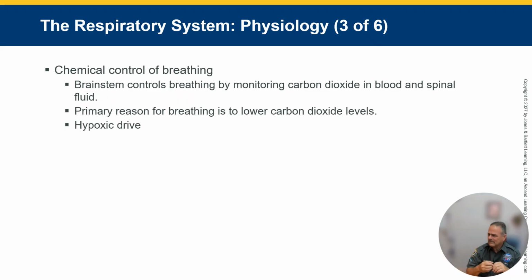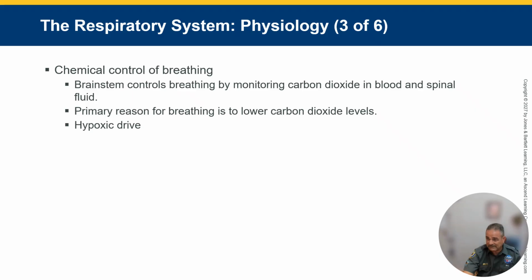All right, so chemical control of breathing. The brainstem controls breathing by monitoring the levels of carbon dioxide in blood and spinal fluid. We have sensors in our carotid arteries, okay? And those sensors pick up how much carbon dioxide is in our body. Breathing is automatically controlled if the level of carbon dioxide or oxygen in arterial blood is too high or too low. That's why the sensors are in our carotid arteries. They're closest to the brain, and it knows, and so it'll control how much carbon dioxide and how much oxygen we're getting, so our brain stays sharp all the time.